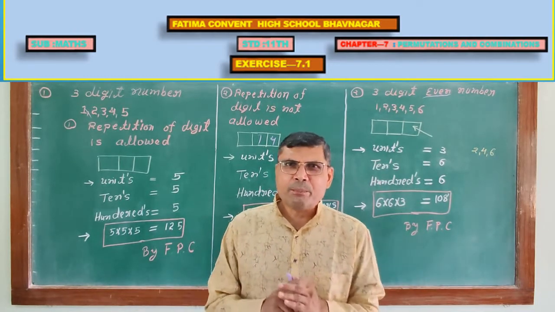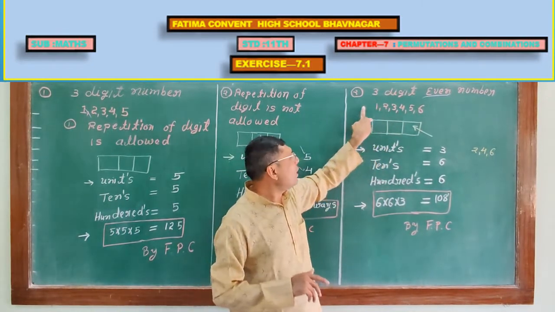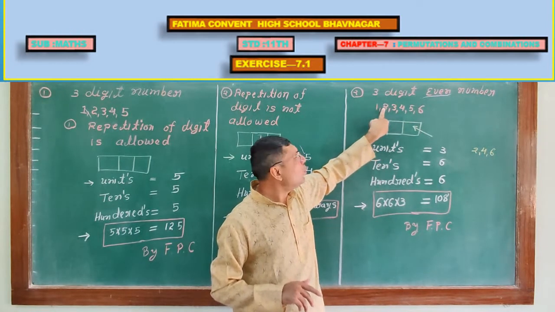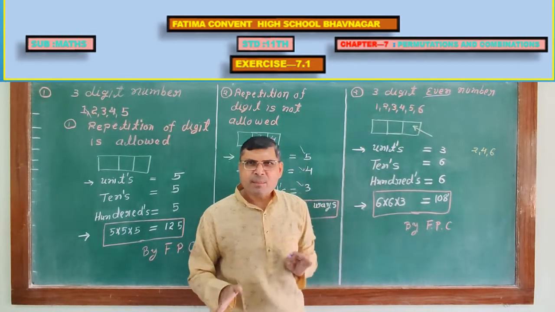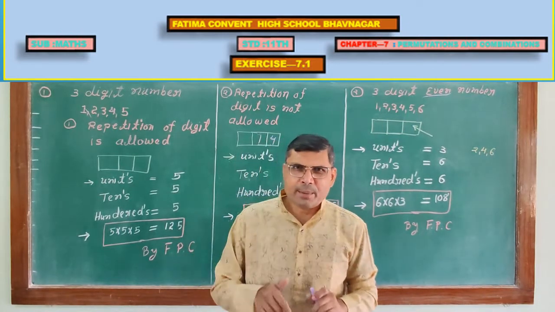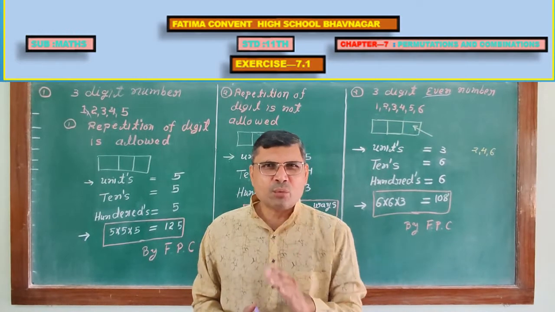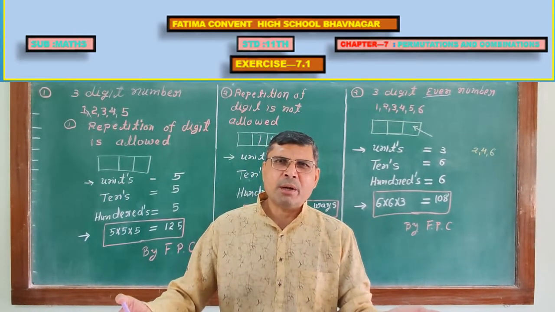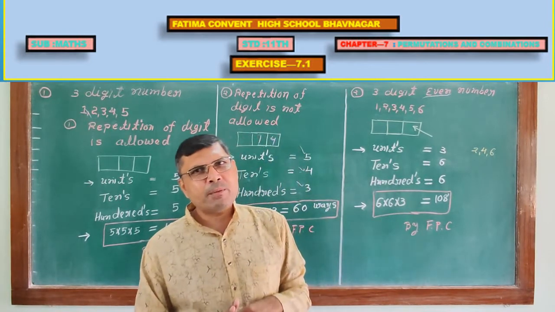Suppose here I want to form a 2-digit number. Then 1, 2, 3, 2, 4, 2, 5, 2, 6, 2. I am just telling you a few numbers, but like this we cannot count. It will take a lot of time, and it may be possible that we miss one of the numbers. Then how will these fundamental principles help you?